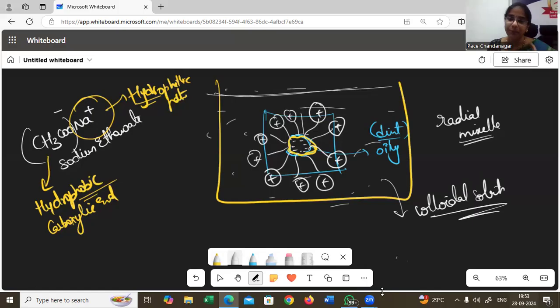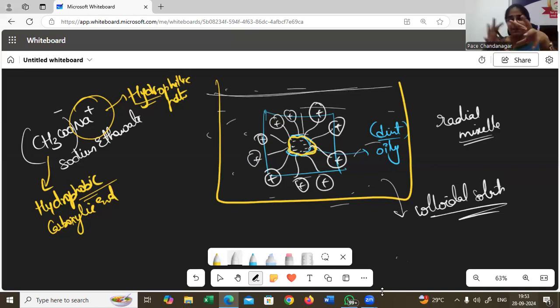This is one important point. The radial arrangement is called a micelle, and this micelle formation, once you agitate it, all the hydrophobic ends come out along with the dirt. Thereby your cloth is dirt free. And this solution, what is left behind, is the colloidal solution.